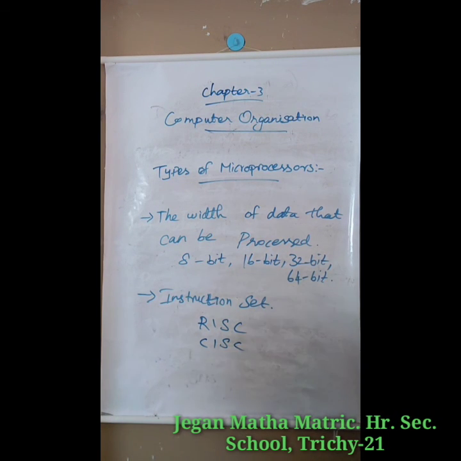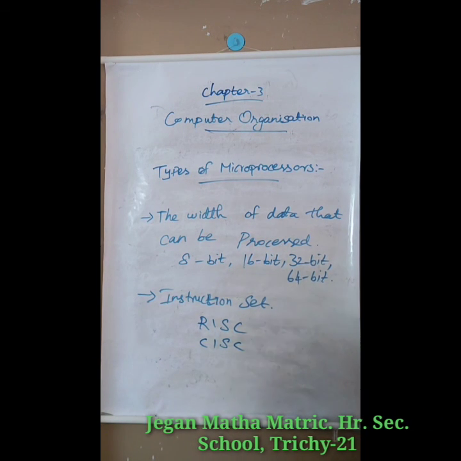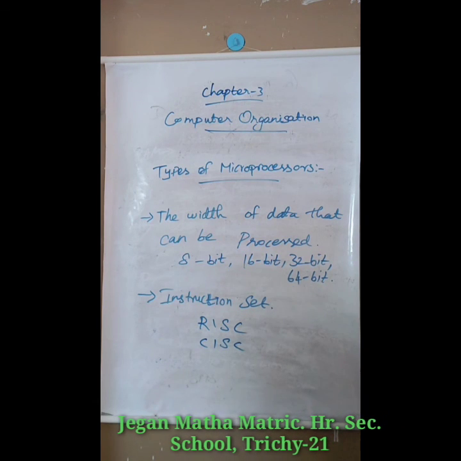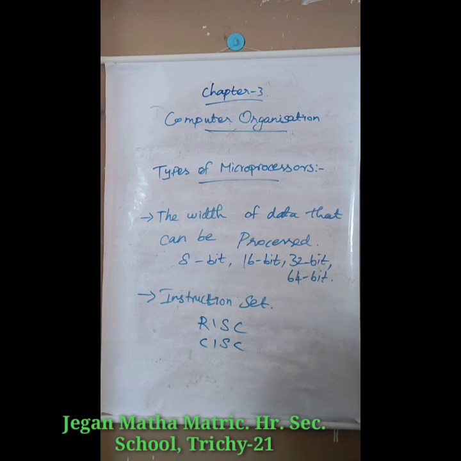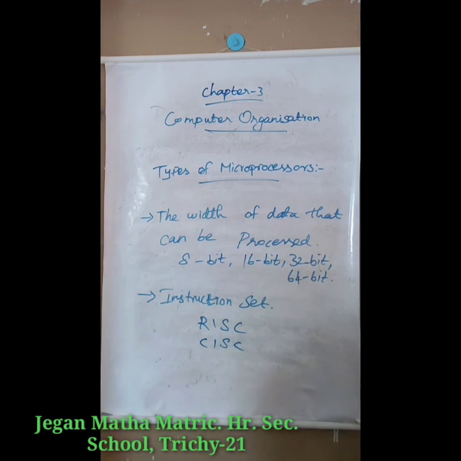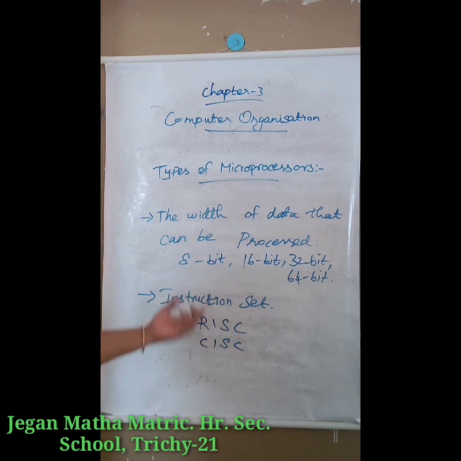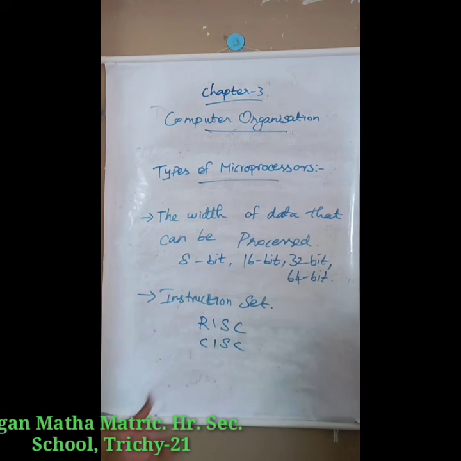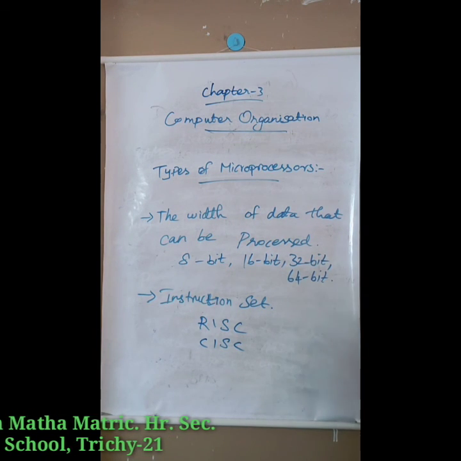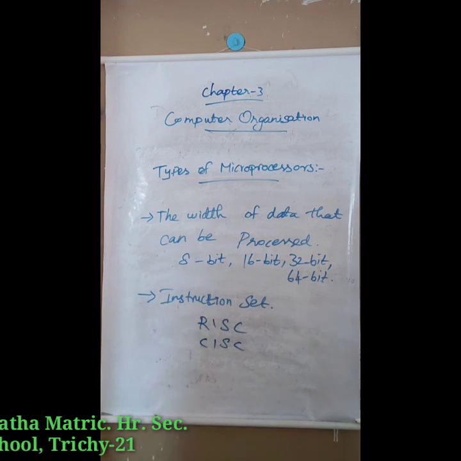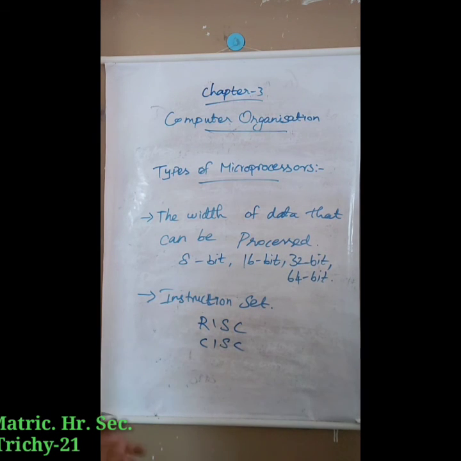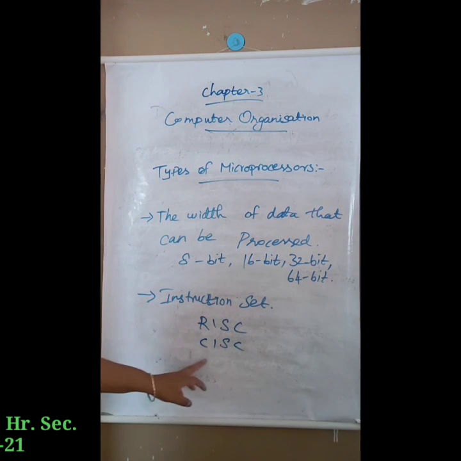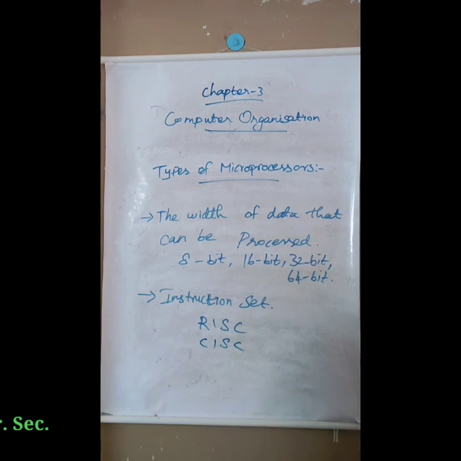So once again I repeat, types of microprocessor. The microprocessor is classified based on the following criteria. One is the width of the data that can be processed. Another one is the instruction set. Based on the width, we have four types: 8-bit, 16-bit, 32-bit and 64-bit microprocessor. And based on instruction set, we can divide into RISC, reduced instruction set computer, and CISC, complex instruction set computer.